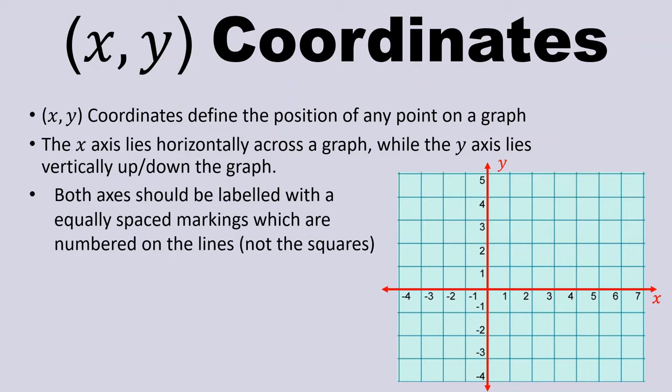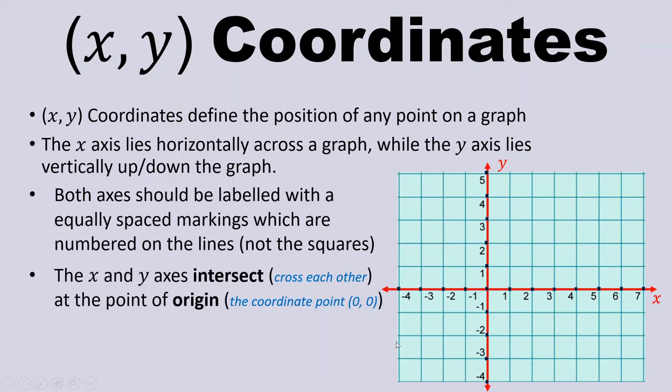Now I know this graph here might be a bit confusing because you may think that that one is labeling this square. It's not. It's labeling this line that is one square away from the crossing point of the x and y axis. So I'll show that I'm labeling the lines by putting little markings on the lines after each square. So here we have 1, 2, 3, 4. Here we've got 1, 2, 3, 4, and so on.